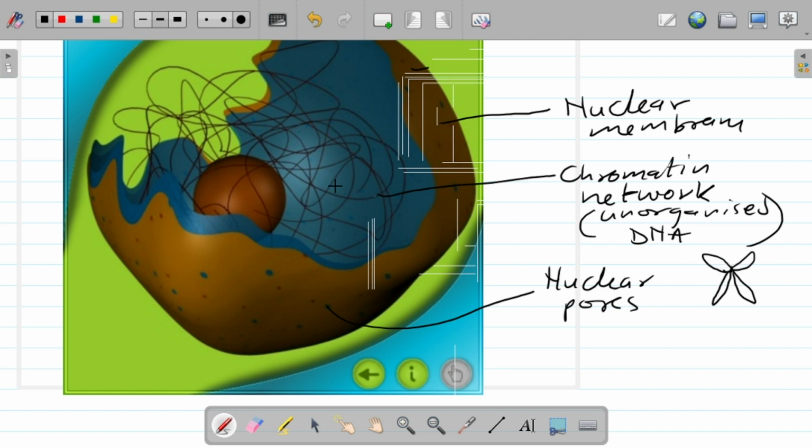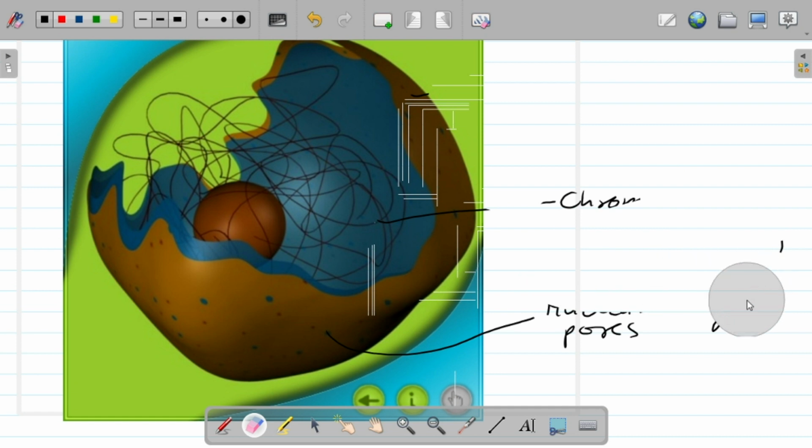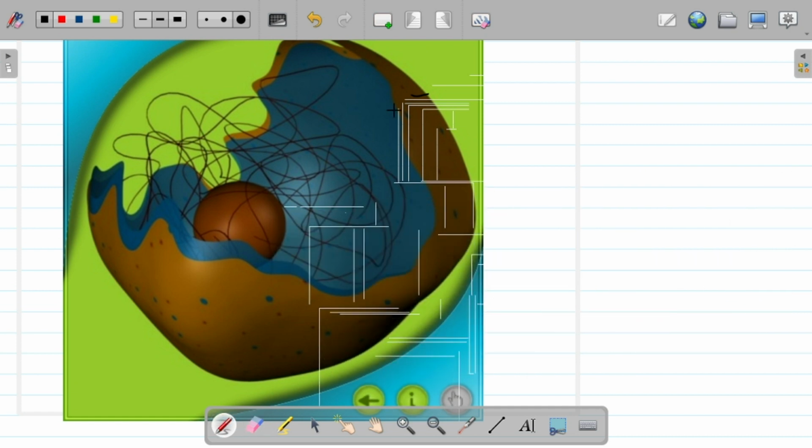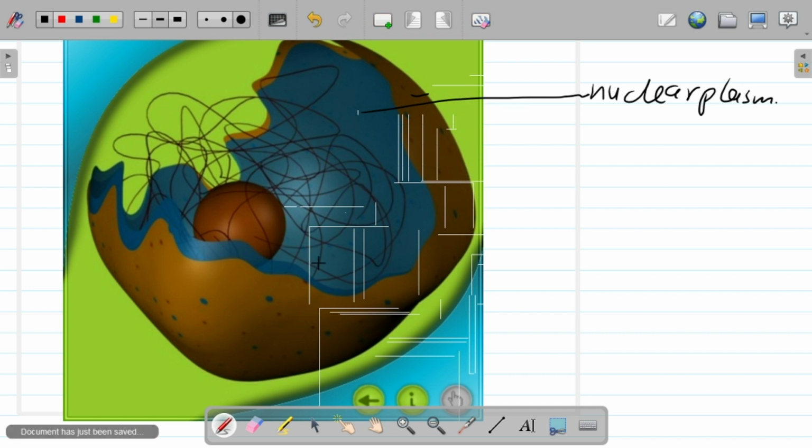So it will wind up, stop being thread-like, and wind up around the histones and form what we call your DNA. So this is one and the same thing, just that one is coiled up or wound up, and the other is just loose around the nucleus. Then inside the nucleus, similar to the cytoplasm, you will have your nuclear plasm. The nuclear plasm is your jelly-like substance, similar to the cytoplasm. It's not really the cytoplasm.